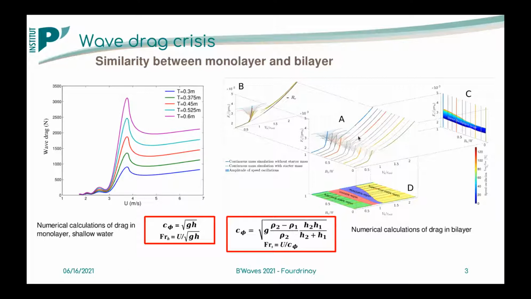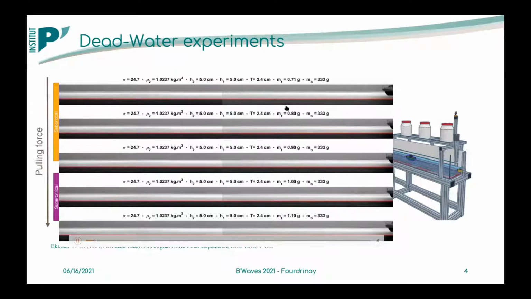In the presence of a density stratification, we also observe a crisis of resistance for a Froude number close to 1, but this time the Froude number is defined by the characteristic speed of the internal wave, depending on the density gradient and on the depth of the two layers. This crisis of resistance is not due to the generation of a surface wave, but to the generation of an internal wave. We experimentally carry out a stratification in an aquarium, and in this video, we can see a boat model pulled in our aquarium.